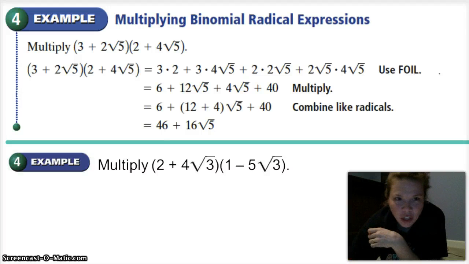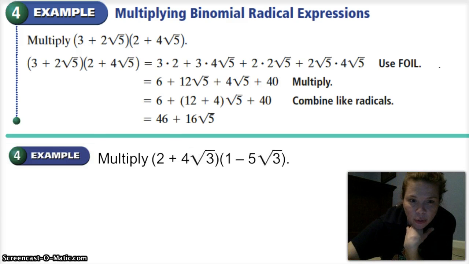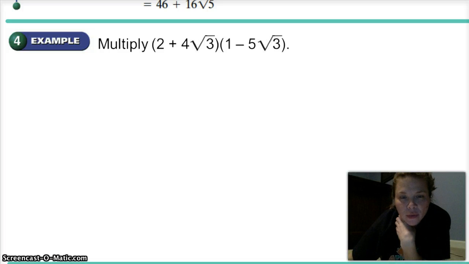Hey, we're going to finish up the second part of the 7-3. This part is the multiplying and dividing, so good stuff. All right, looking at the example for your notes, multiply 2 plus 4 root 3 times the expression 1 minus 5 root 3. We're going to use our foiling technique here.